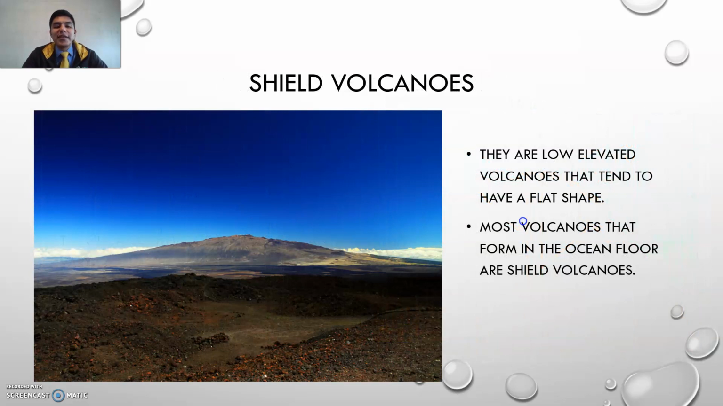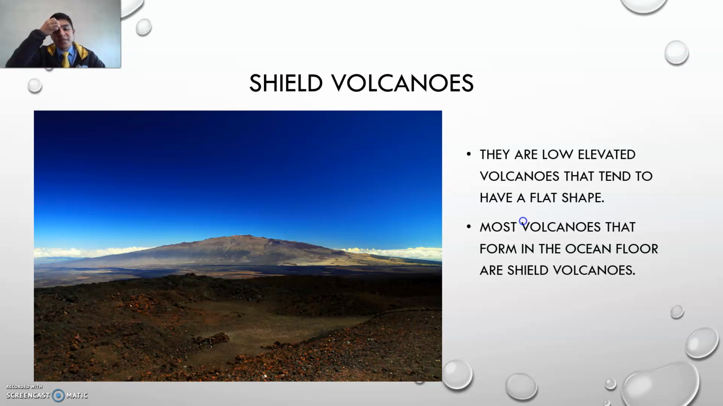Okay, so we continue, and we have shield volcanoes. These are probably some of the most interesting ones, because probably you're wondering, hey teacher, but right there in the picture we can't actually see a volcano. But let me tell you that there is one. They are low elevated volcanoes that tend to have a flat shape. So actually, the sort of mountain or hill that you can see in the background, that's a volcano.